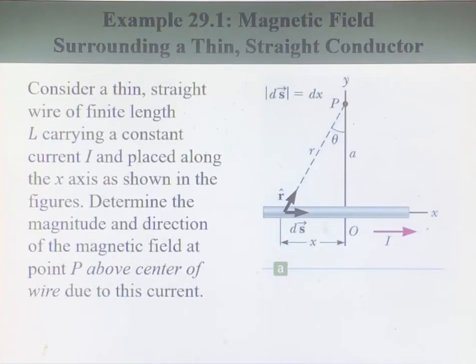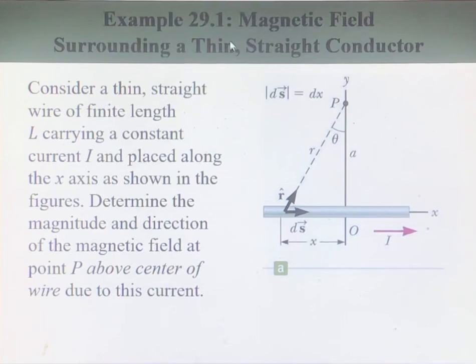So the right-hand rule can tell me the direction of the magnetic field. All right. So now we're going to look at our first example here. So this is example number 29.1, and we want to calculate the magnetic field from a thin wire, straight conductor. So again, I'm going to assume that the conductor has a length of L and it carries a current I. So I want to calculate the magnitude and direction of the magnetic field at a point P that is above the center of the wire due to this current.